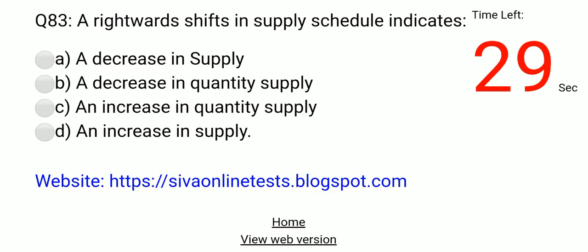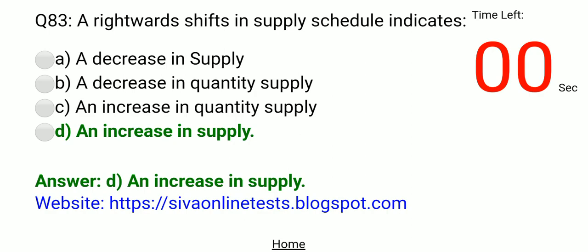Question 83. A rightward shift in supply schedule indicates. Options. A. A decrease in supply. B. A decrease in quantity supply. C. An increase in quantity supply. D. An increase in supply. Answer. D. An increase in supply.